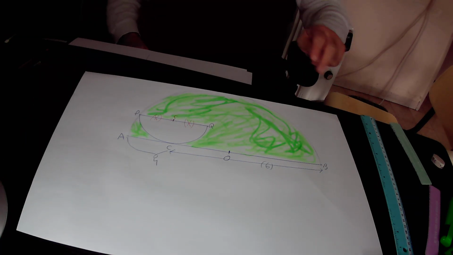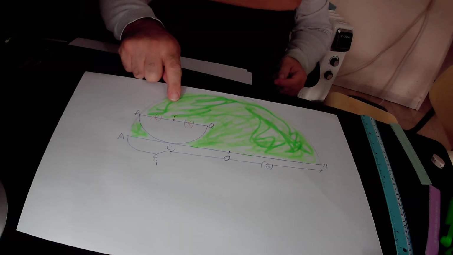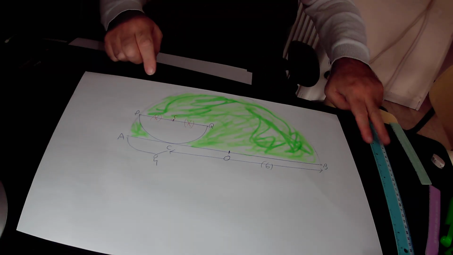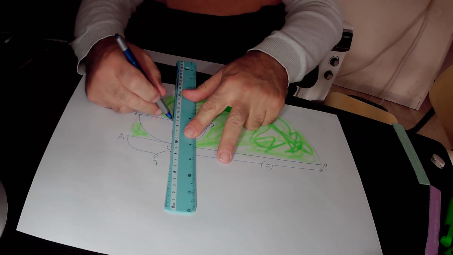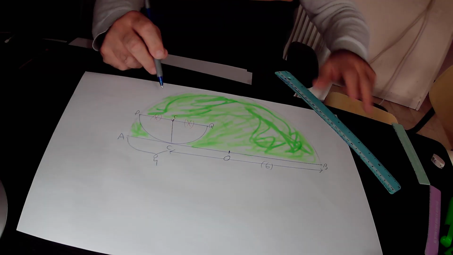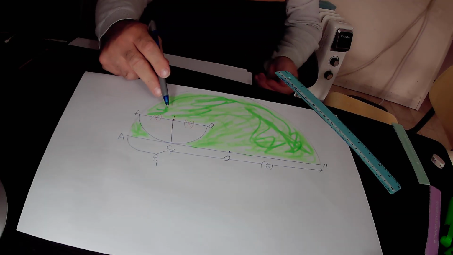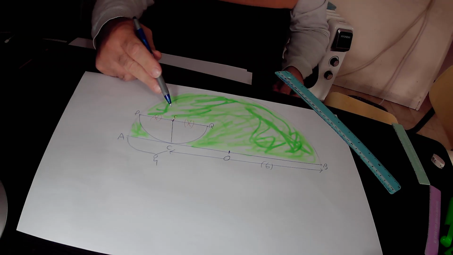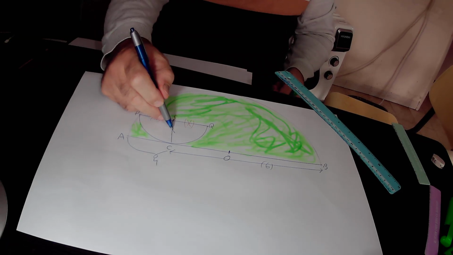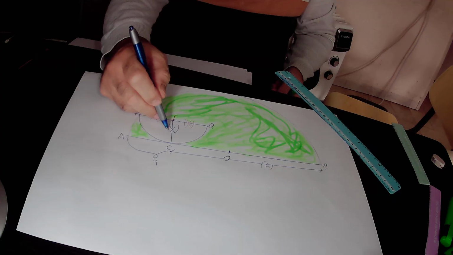In the next step, we will join points S and C together by a straight line. Point S is the center of this small semicircle. Point C is a point on the small semicircle itself. Therefore, SC is the radius of this small semicircle, which is equal to x units in length according to our definition.